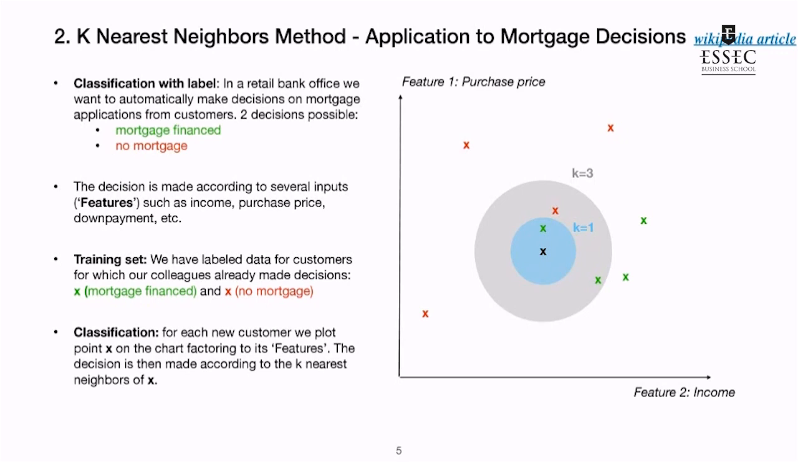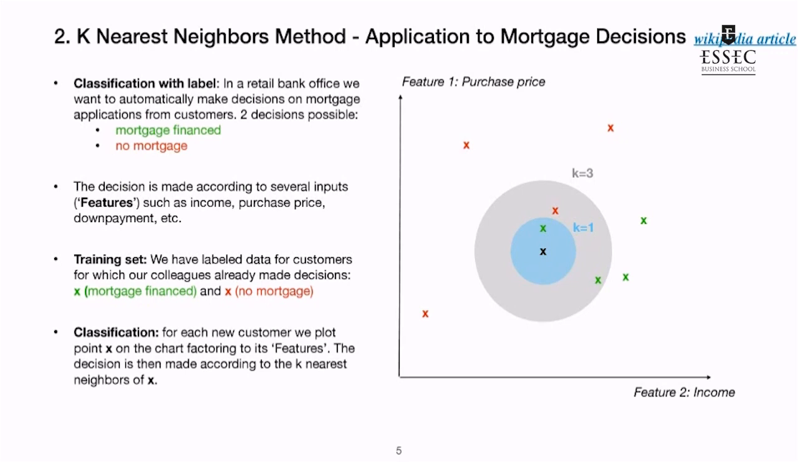Anyway, in our example, in order to be simple and to see really how machine learning works for this method, we are going to concentrate on 2 features. The first one is the purchase price, which means how much is the house or the apartment. And the second is the yearly income of the person. And for the first phase, the training phase, we have a set of data which is coming from some colleagues or from some past history of the retail agency.